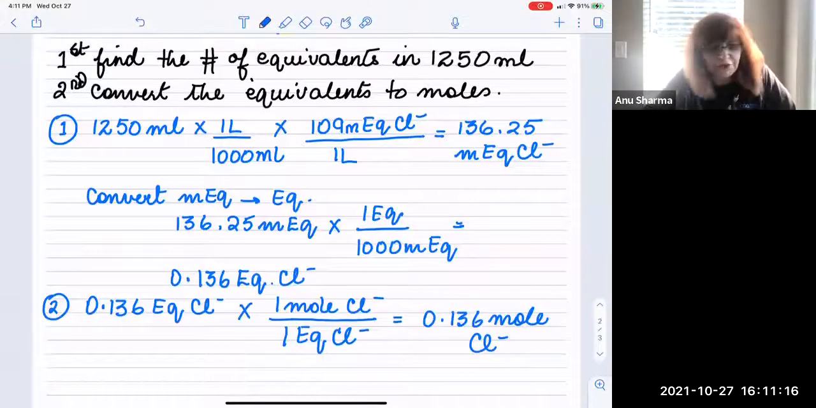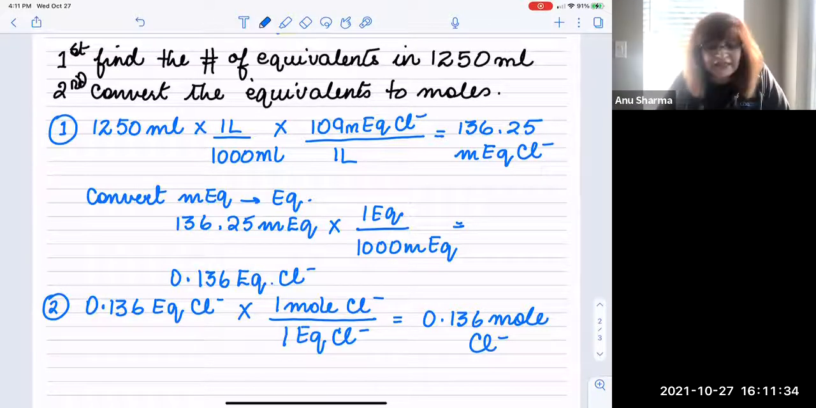Okay, so I've done this for you. So let's do the first step. We will first find the equivalents of chloride ions in 1250 milliliters of the solution, and then we are going to convert those equivalents to moles.